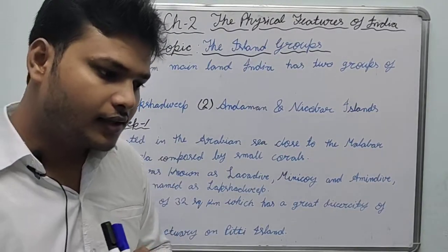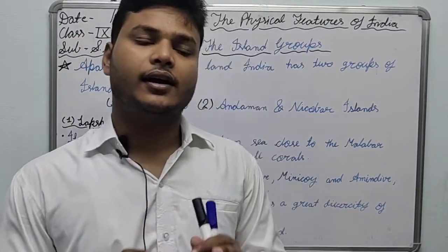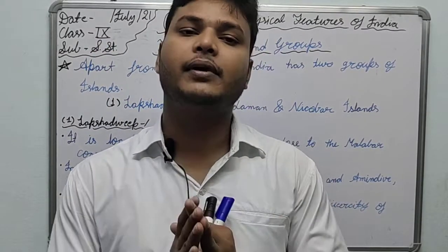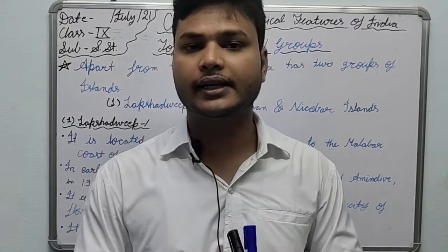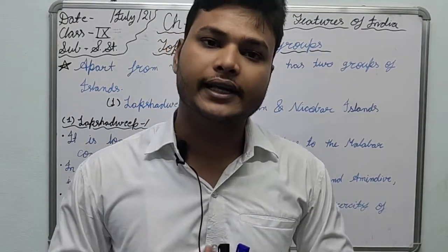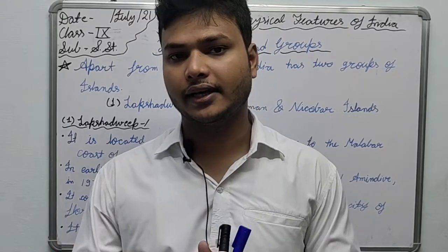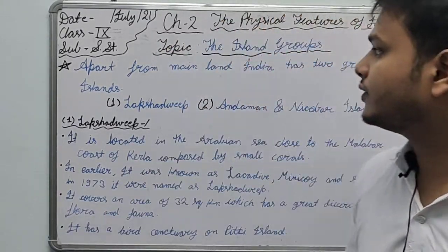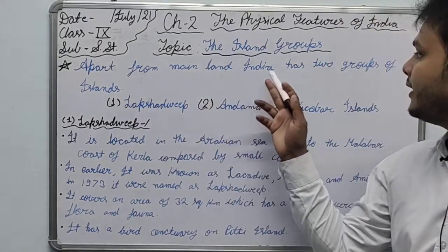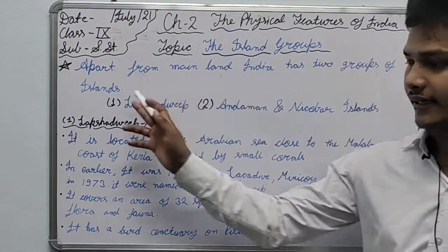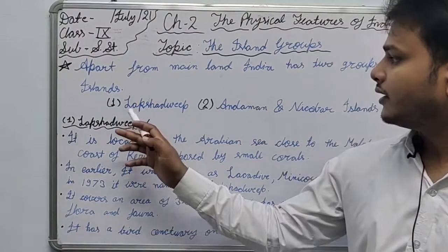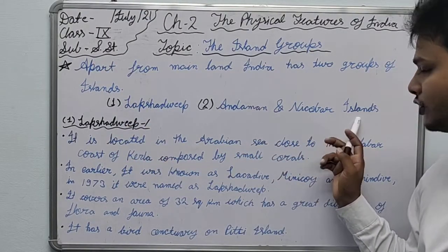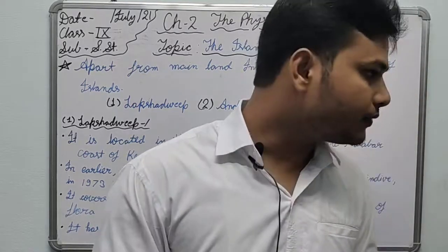Okay, so let's start. Look guys, we know that India has a mainland, and except this mainland, India has two island groups. The first one is in the Arabian Sea and the second one in the Bay of Bengal. Let's discuss them. So first of all, apart from the mainland, India has two groups of islands. Number one is known as Lakshadweep, and the second island group is known as the Andaman and Nicobar Islands. So let's find the location.